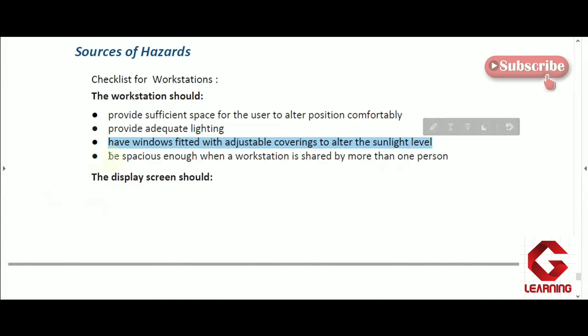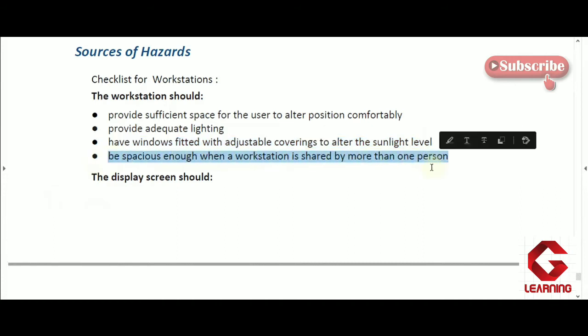And the fourth one here is to be spacious enough when a workstation is shared by more than one person. When we are talking about cabins or an office, it should be spacious. So movement of workers or employees will be very easy there. They will not feel congested. And one more important point is that when the workspace is spacious, there will also be enough oxygen.